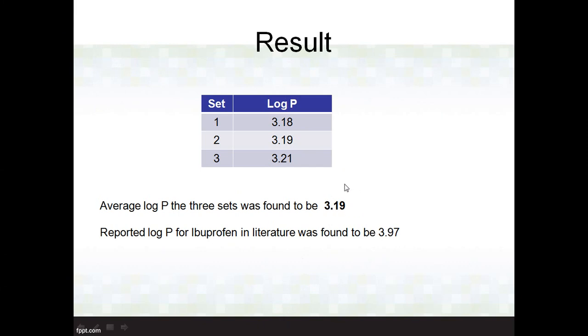From this value, that is 3.19, we can see that ibuprofen is lipophilic in nature, because the ratio is the concentration of unionized drug in octanol divided by that of unionized drug in water. You can see the ratio is more than 1, hence the drug is lipophilic. Ibuprofen was more soluble in octanol.